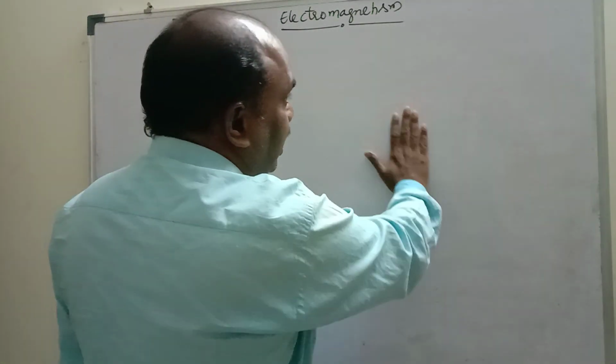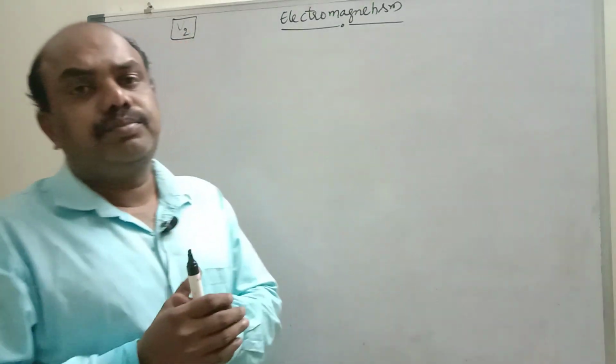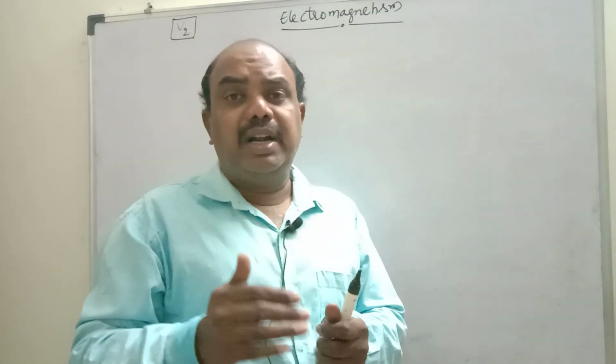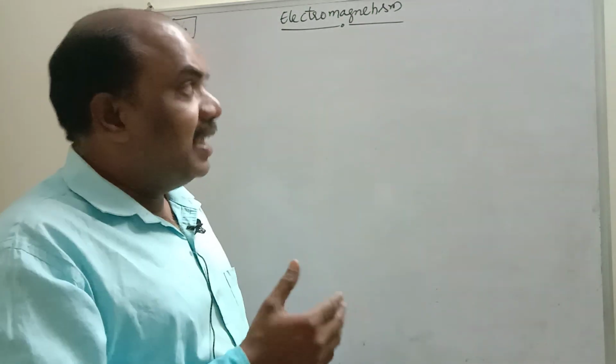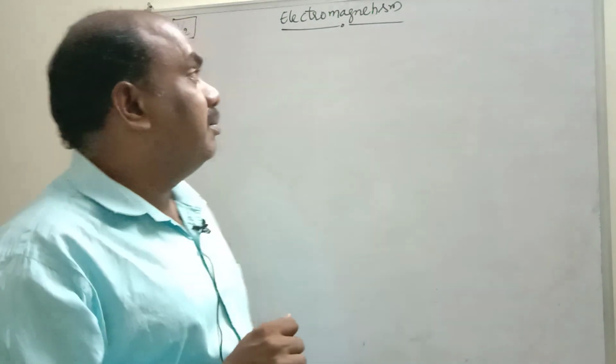Then after, solenoid also we saw. The solenoid is used to prove that magnetic lines are closed loops. All these three activities we will see in this session in a detailed manner.